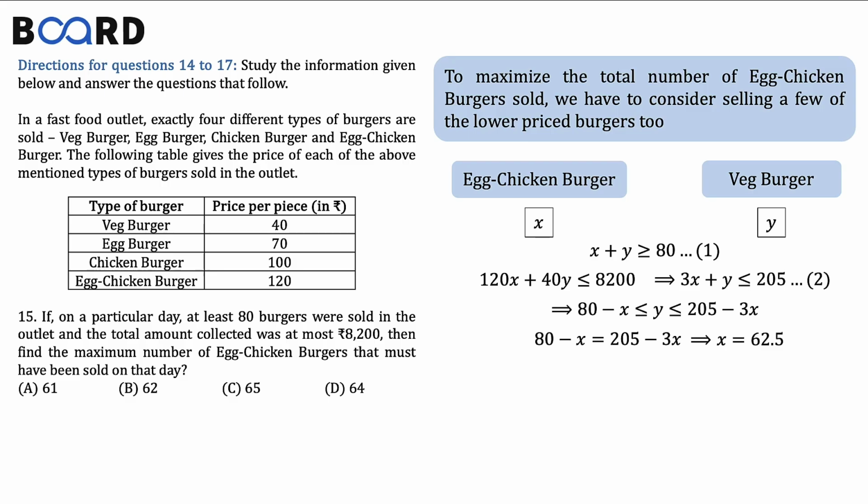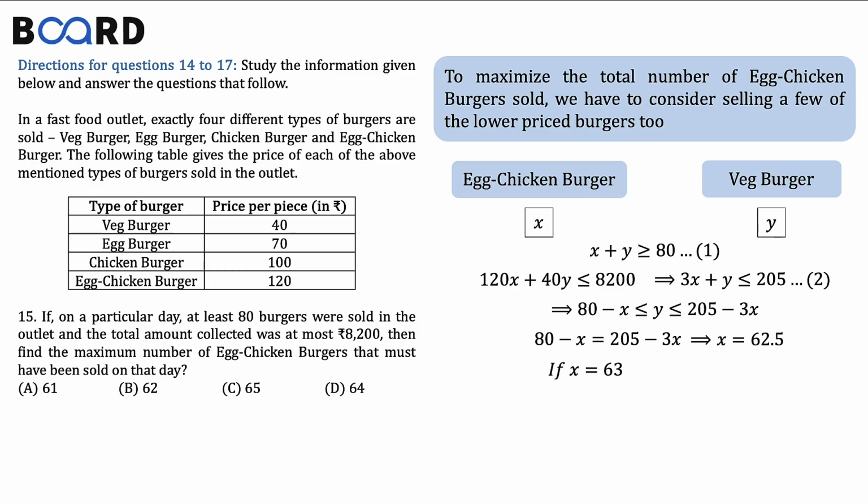If x is 62.5, obviously the value of x cannot be 62.5. That represents the number of burgers sold. So obviously we'll start thinking about, okay, why don't we consider x is equal to 63, x is equal to 62, both these values, and check whether I can make 80 minus x less than or equal to 205 minus 3x. What if x is equal to 63?